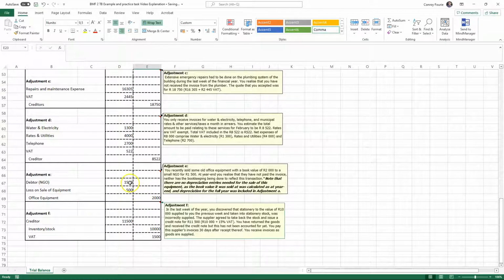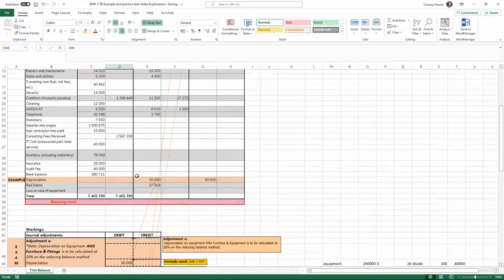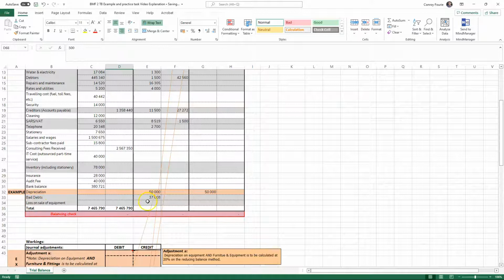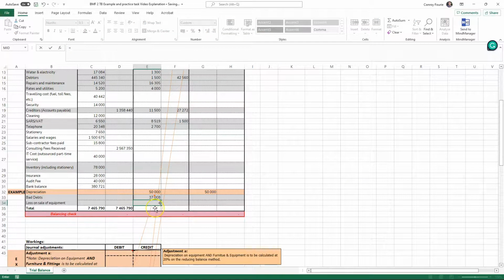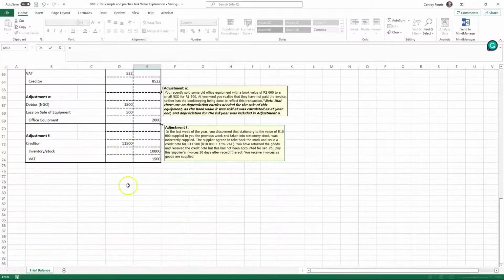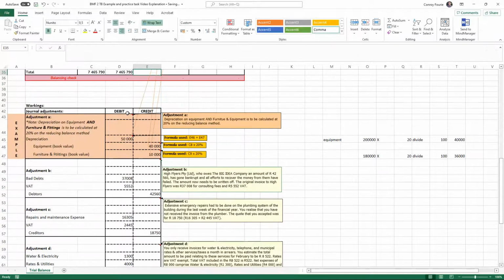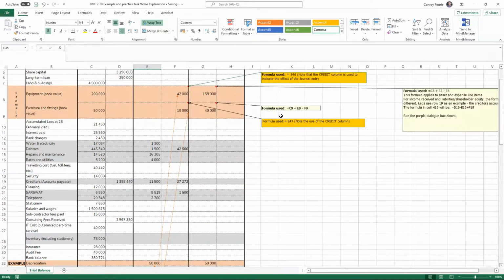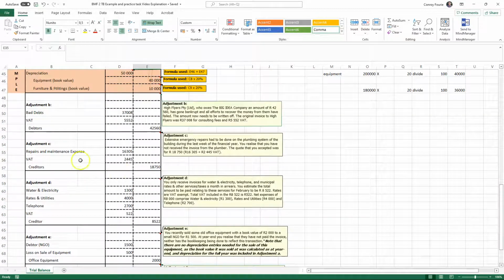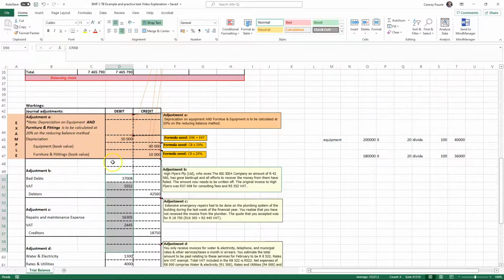Creditor, debtor, I think we've dealt with that. I don't think we've dealt with the loss on sale of equipment. No, we haven't. So we need to bring that in there, and that as a debit, or loss as a debit. Okay, so now I think we've got everything in here. So let's just do a quick check. I'm going to just highlight, we need to go back up here.